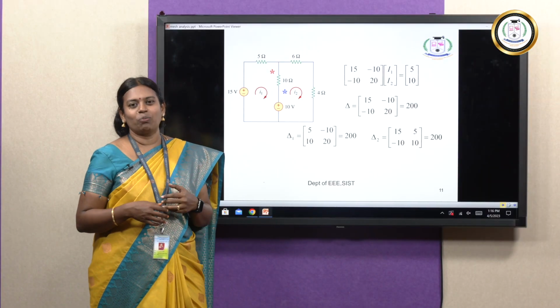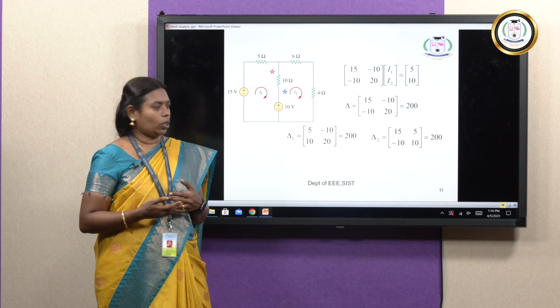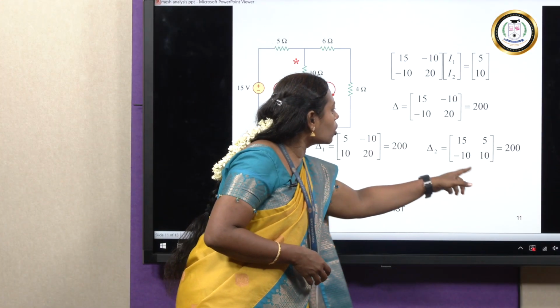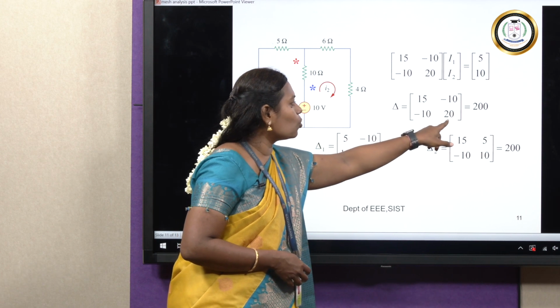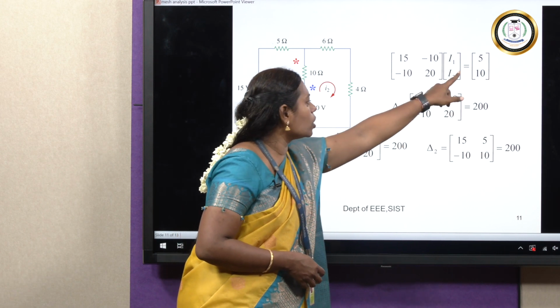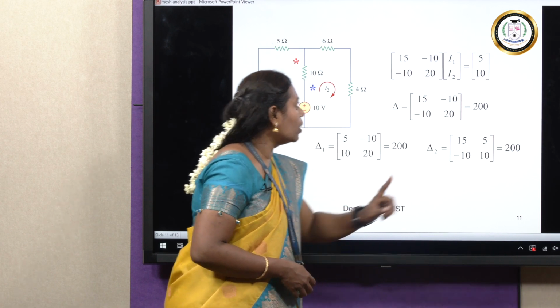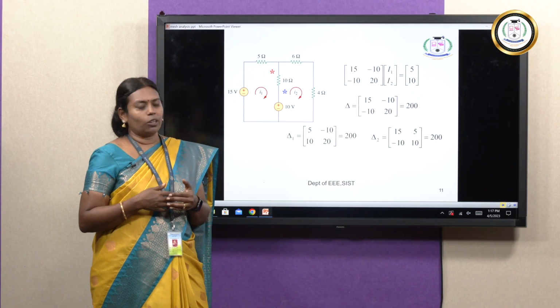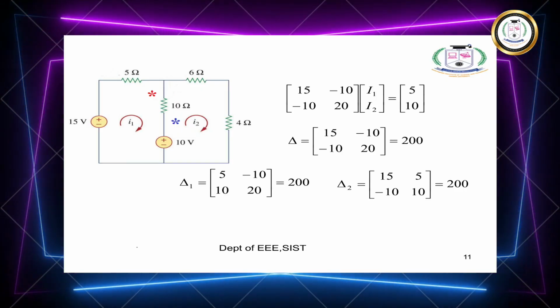Similarly, find del 2. To find del 2, replace your second column with the voltage source. What is my second column in the del matrix? Minus 10 and 20. That should be replaced by the voltage source 5 and 10. So, my del 2 value will also be 200. So, I have found all my del values. Del is 200, del 1 is 200 and del 2 is also 200.